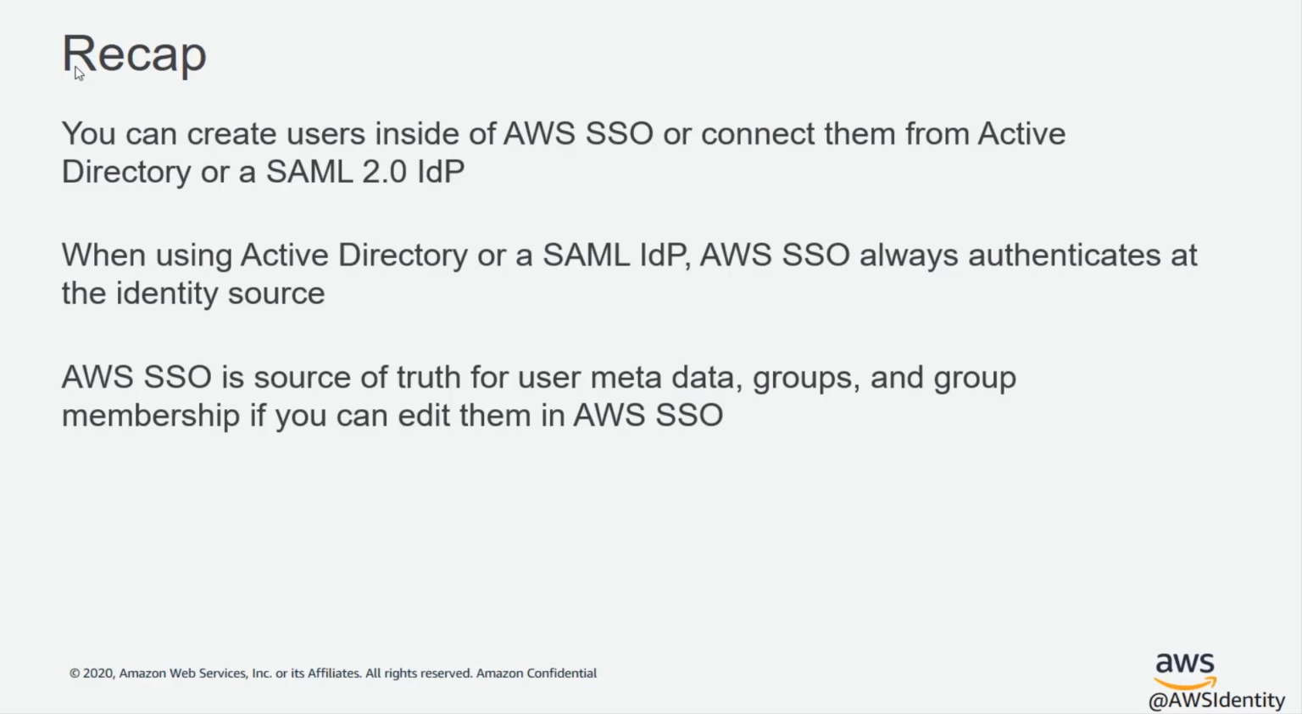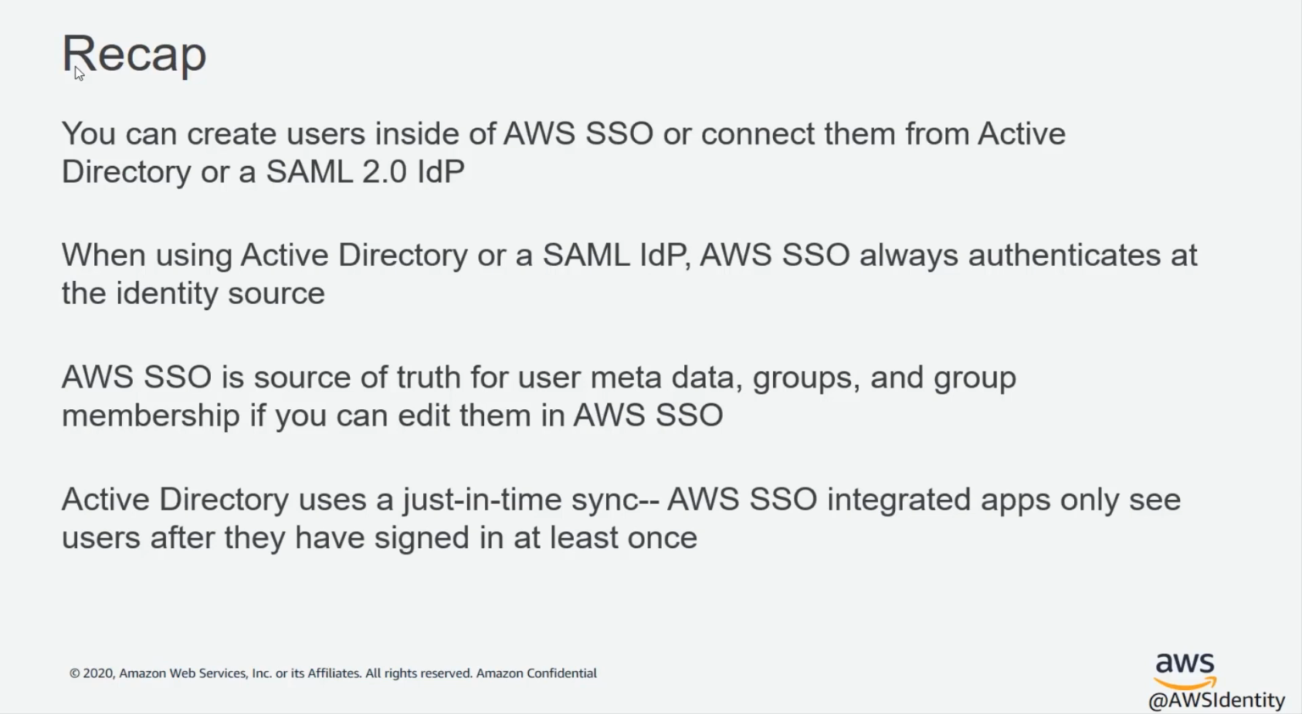Otherwise, the identity source is the source of truth, and AWS SSO simply holds a copy that is synced in from the identity source. Active Directory uses a just-in-time sync mechanism. AWS SSO integrated applications only see the users after they have signed in at least one time. When you use SCIM or you manually provision users and groups, the user and group information is available to AWS SSO integrated applications as soon as you sync them in.